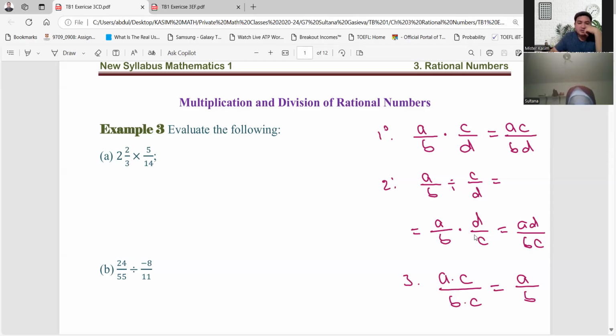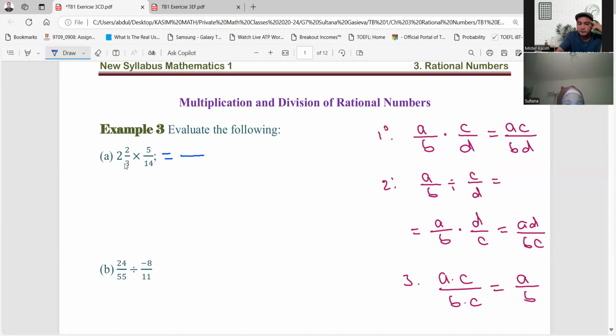In this question, evaluate the following. That means that if we need to multiply, multiply, or divide, divide. As you see here, the first number is a mixed number. The second number is a fraction, right? First, we have to change the mixed number into fraction form. Can you convert this into an improper fraction?